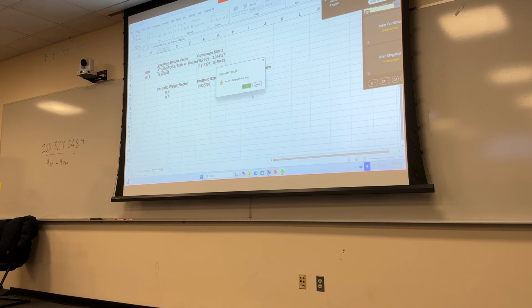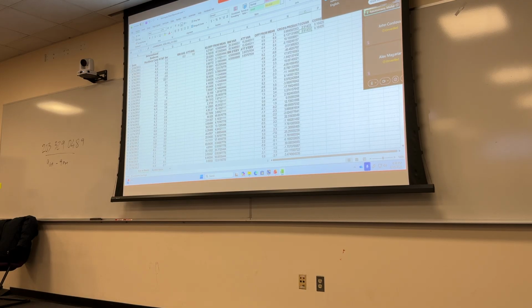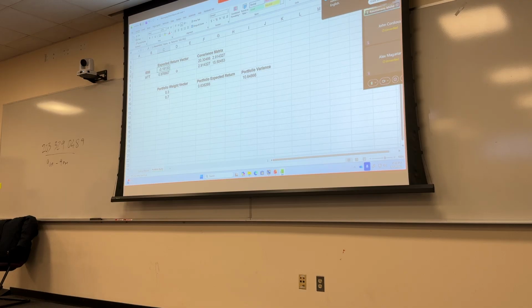Oh, okay. Cancel, because I don't want to change anything. This row right here. Do we all see that? That's the row of expected returns for the two stocks. So the formula, once again, is equal transpose, and then select that row, and then close parentheses. Press enter.